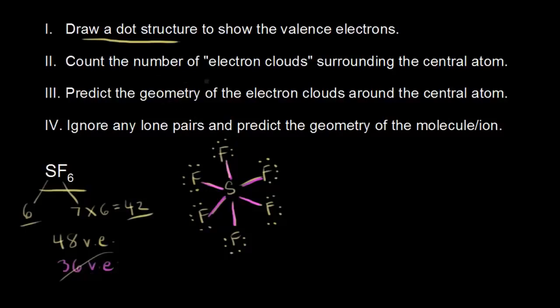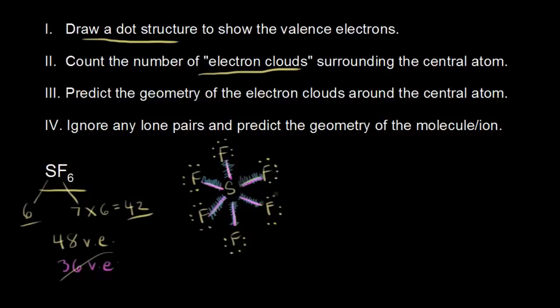We can move on to step 2 and count the number of electron clouds surrounding our central atom. So regions of electron density, right? So these bonding electrons here, that's a region of electron density, and I can just keep on going all the way around, right? So all of these bonding electrons surrounding our sulfur are regions of electron density, therefore we consider them to be electron clouds.